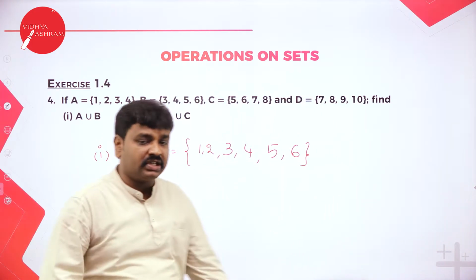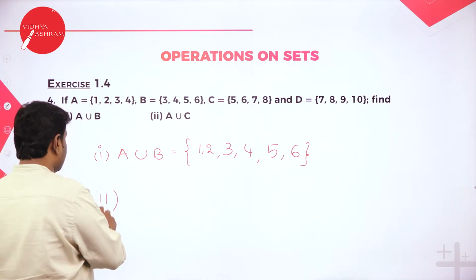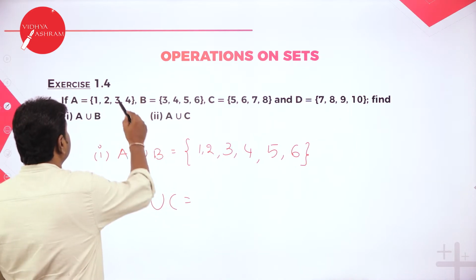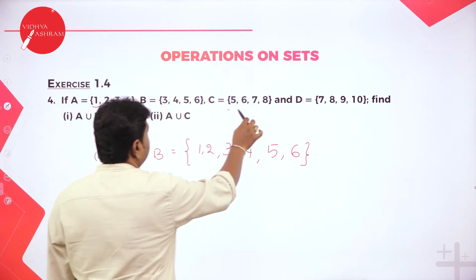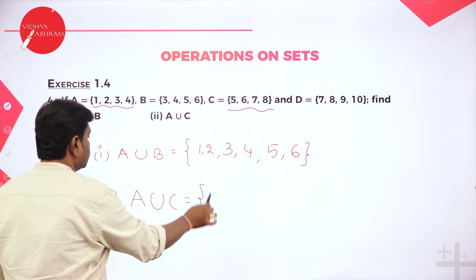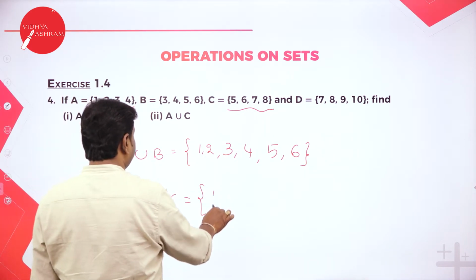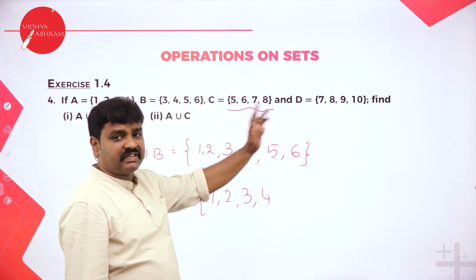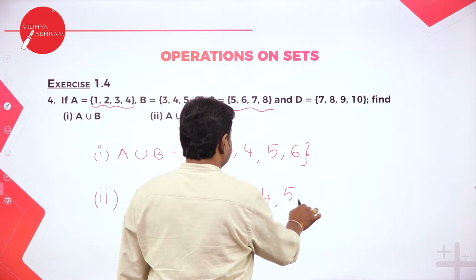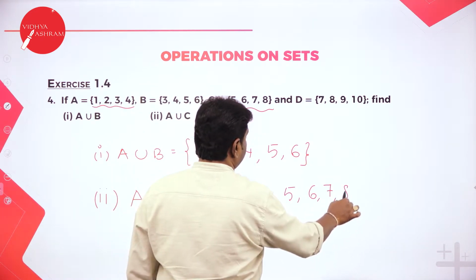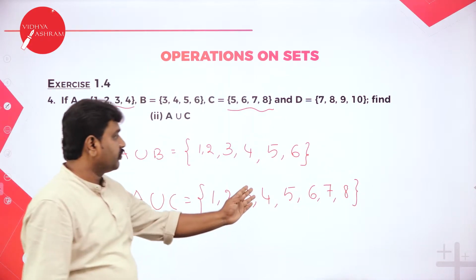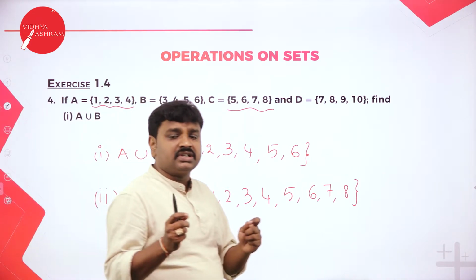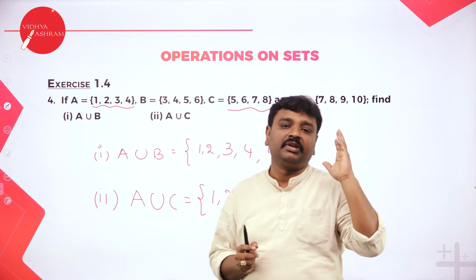Then we'll go ahead with the second one. They want you to find A union C. What is meant by A union C? See the elements of set A and the elements of set C and combine them. The elements of set A are 1, 2, 3, 4. And the elements of set C are 5, 6, 7, 8. So 1, 2, 3, 4, 5, 6, 7, 8 is A union C. What is meant by union? Combine the elements of both the sets without repeating any element.